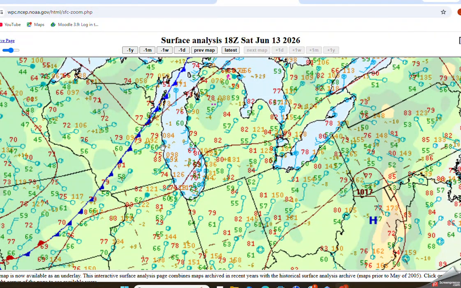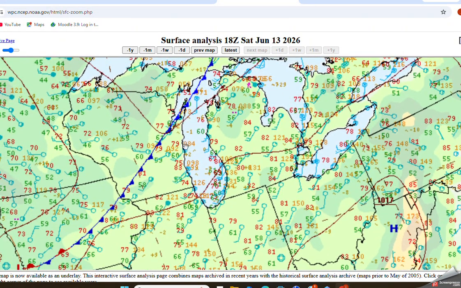The upper left-hand corner of a surface weather map will always have your temperature. In this case, 79 degrees. So the temperature here is 79, and the dew point here is 60. Dew point is a measure of moisture. The closer they are together, the more moist the atmosphere is. So you can see here we have that.